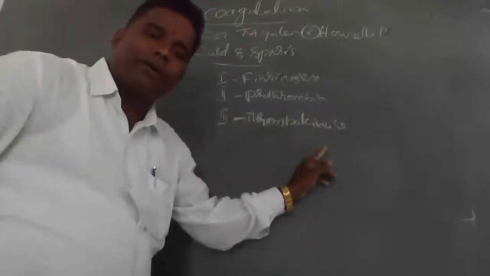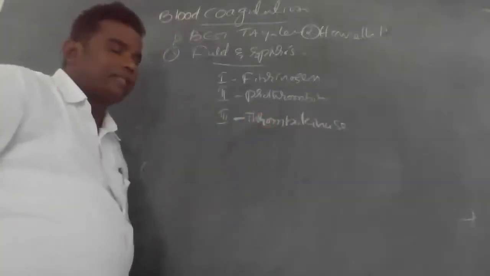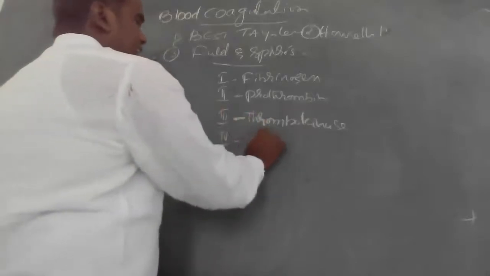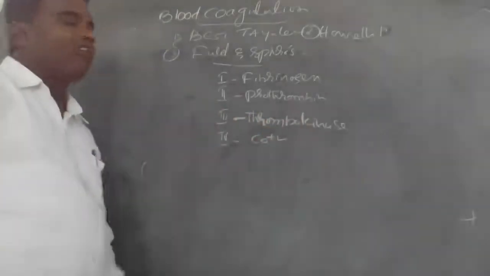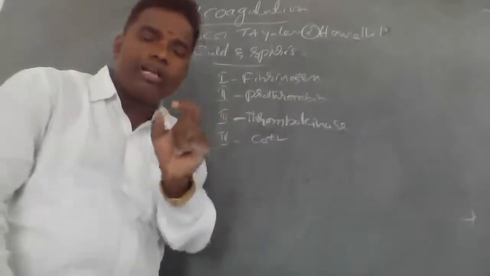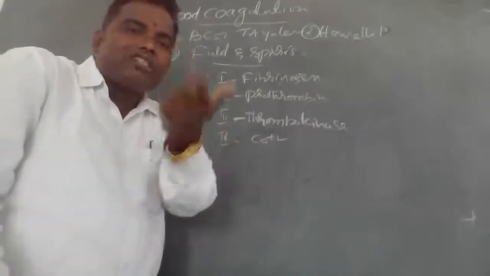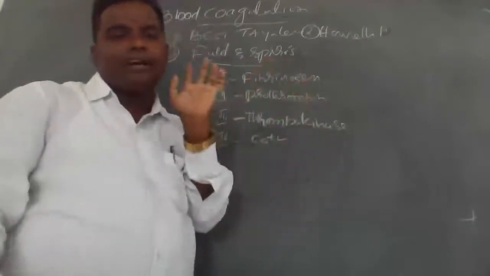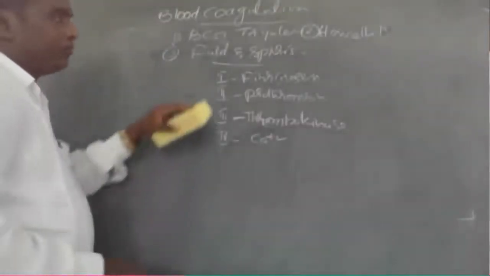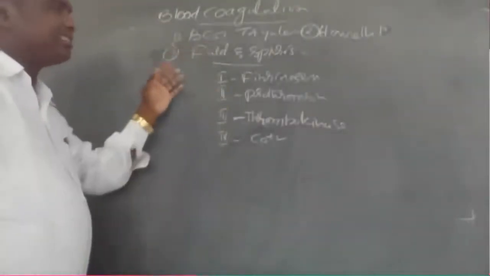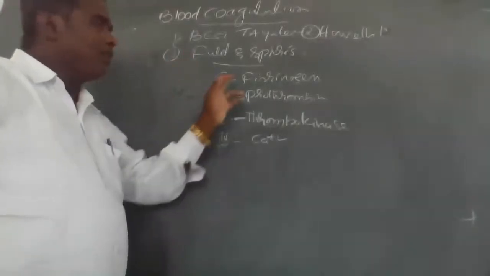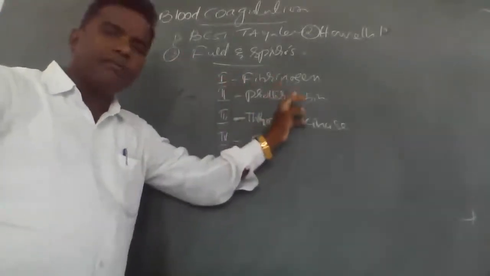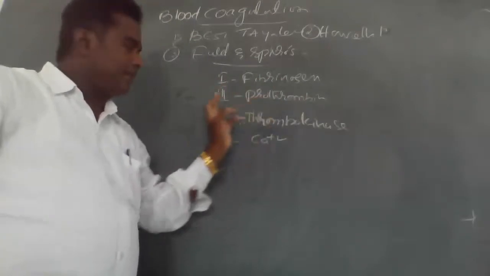This is very, very important. Thromboplastin is replaced. Number four, calcium. So according to Fold and Spiro's theory, only the thromboplastin is replaced by thrombokinase. That is very important. The mechanism is the same. According to this theory, four factors are involved: fibrinogen, number one; prothrombin, number two; thrombokinase, number three; calcium, number four.